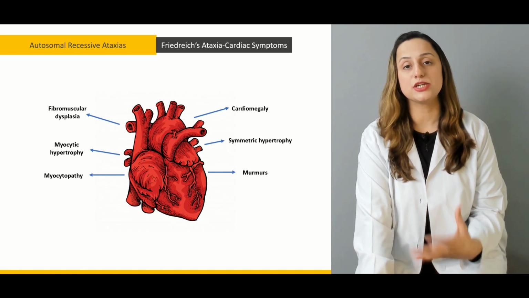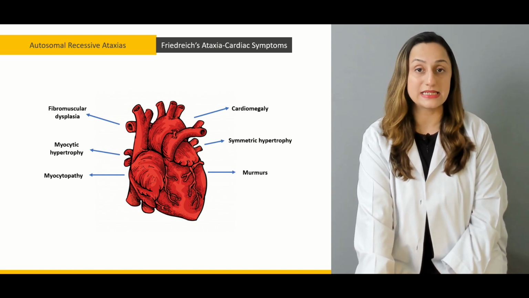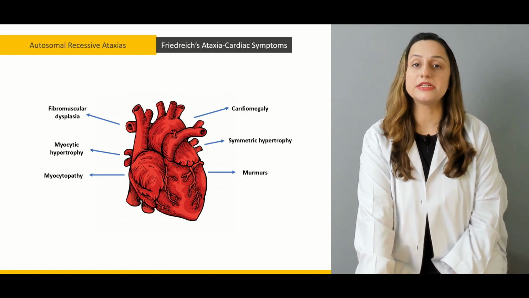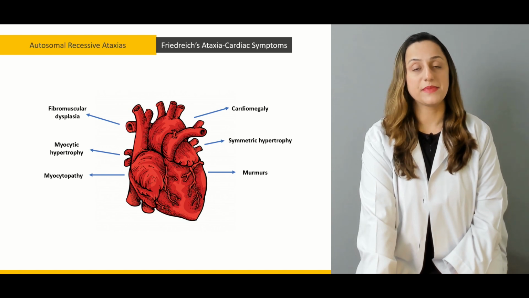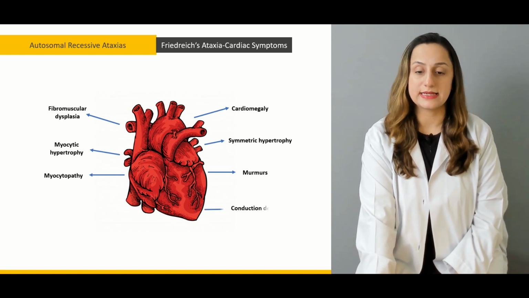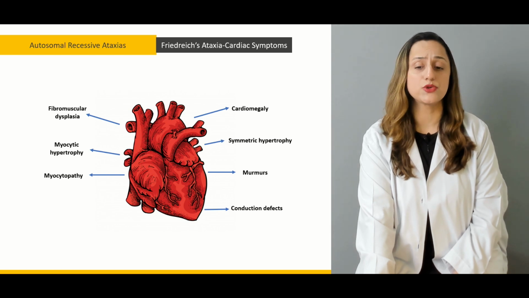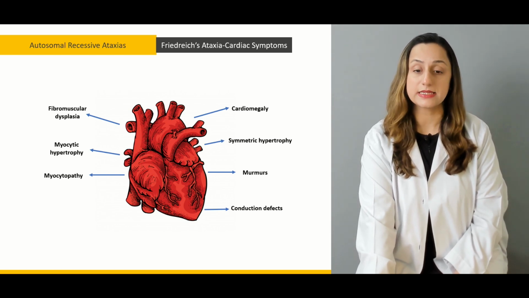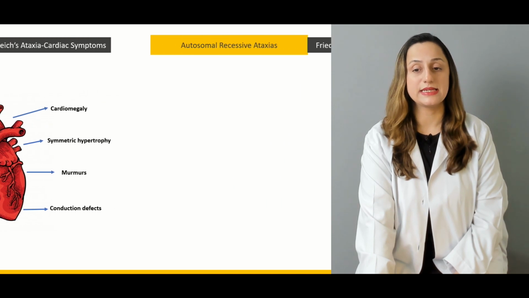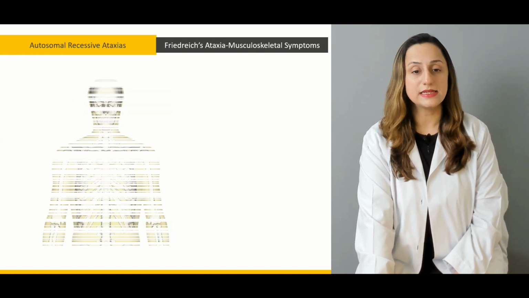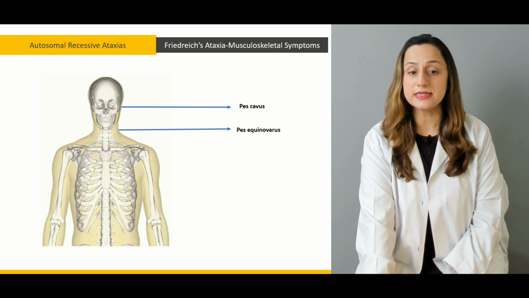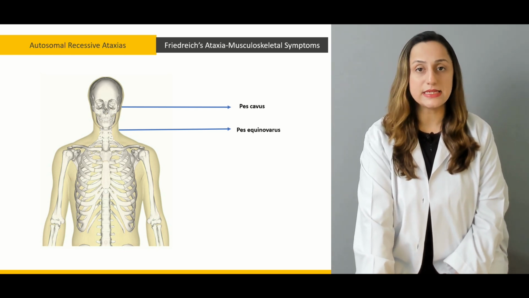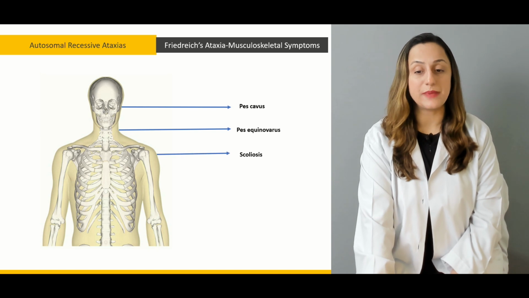Murmurs, that is the additional sounds when you auscultate the heart. You're going to note down the particular atrial and valvular murmurs in this case of Friedreich's ataxia. Then the patient also suffers from conduction defects in cases of Friedreich's ataxia. The musculoskeletal symptoms are also noted down. The group of symptoms include the pes cavus, and then we have the equinovarus. These are the kind of deformities noted down in the skull and the spine.